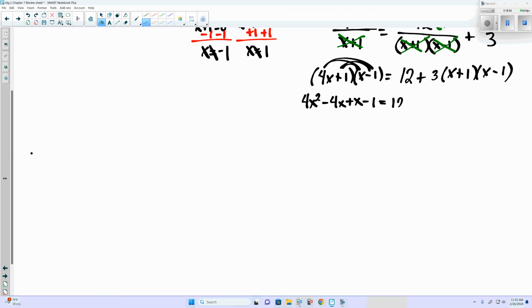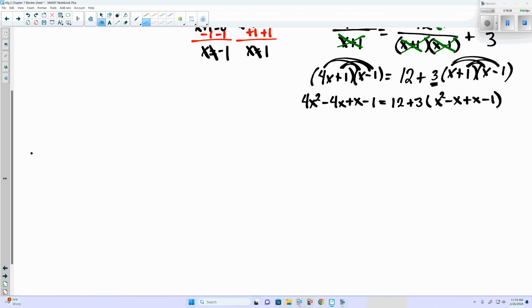Equals 12 plus 3 times, well, our first set that we just distributed, since there's not a number or sign in front of it, a minus sign specifically, we don't need parentheses around it. But since our x plus 1 and x minus 1 still have the 3 out front, we have to leave that parenthesis there for now. Now when we distribute, x times x is x squared. x times negative 1 is negative x. 1 times x is plus x, and 1 times negative 1 is negative 1.